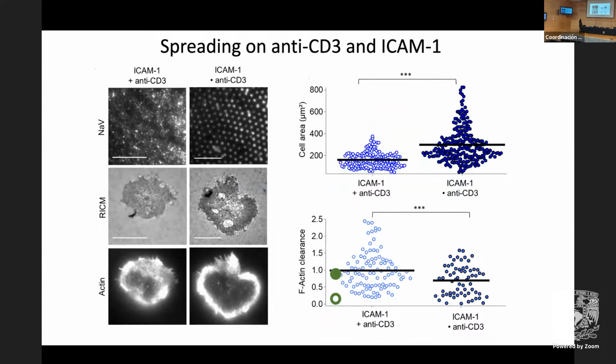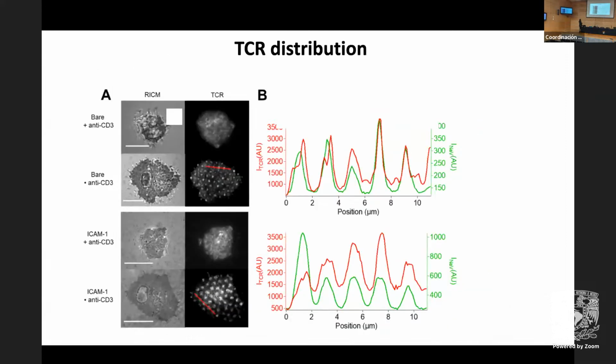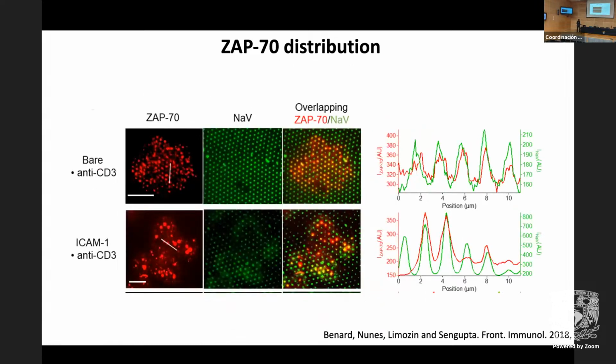Now, the TCR is still nicely clustered. And if I look at this kinase ZAP70, which comes on top of the TCR, this is the first step of activation. So this kinase is also nicely structured, and it doesn't matter whether there is ICAM or not.